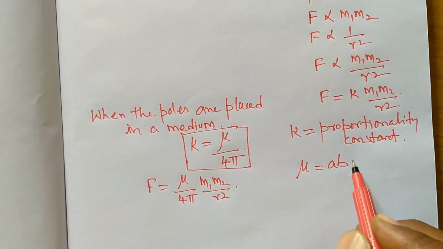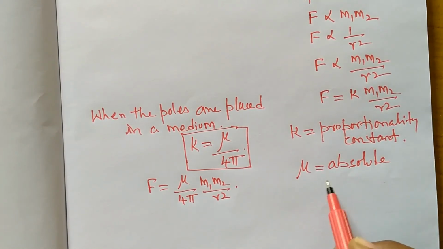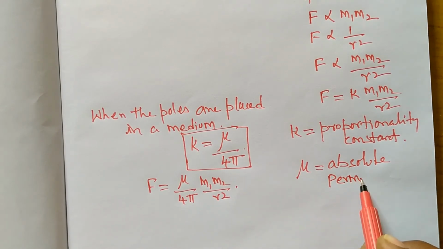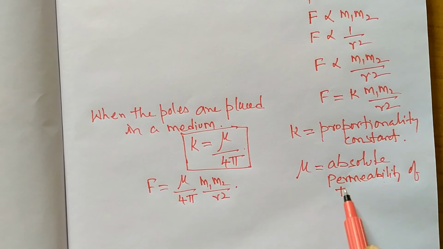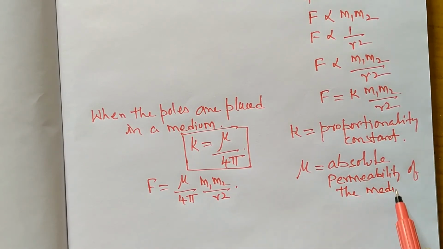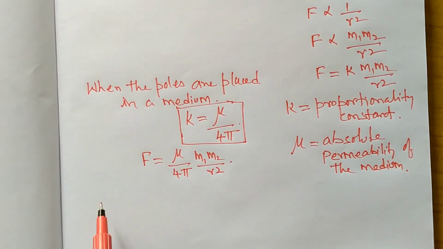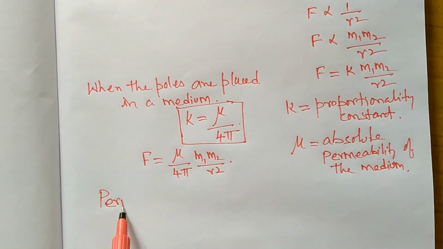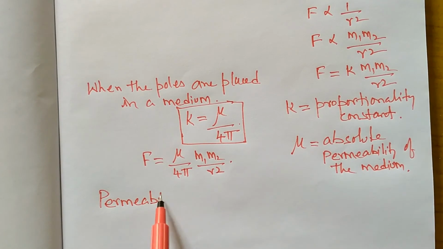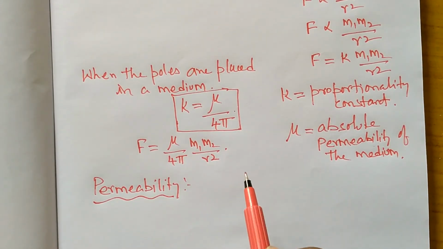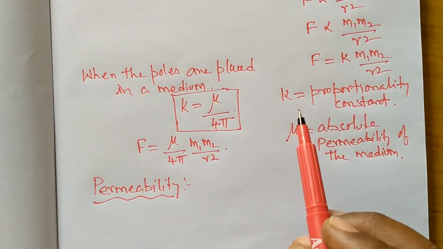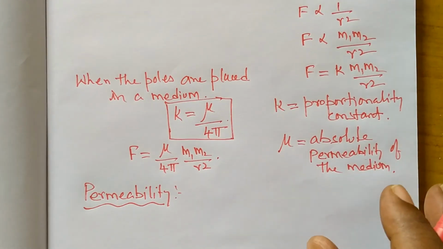Mu is called the absolute permeability of the medium. Now, what is permeability? We used a word called permeability. So, what does permeability mean? Permeability is the property of a medium which allows magnetic field lines to pass through it.